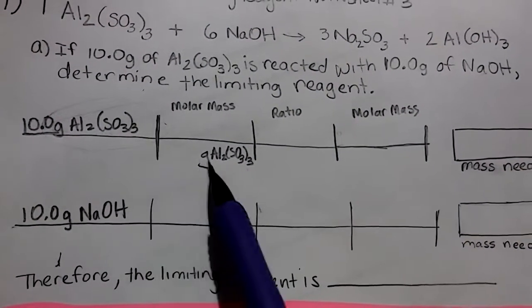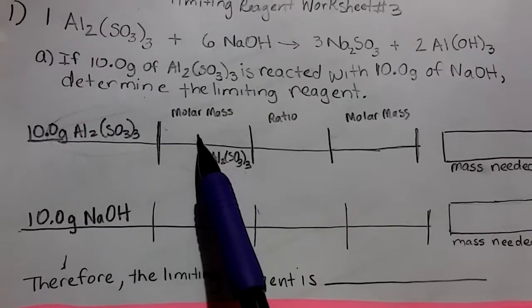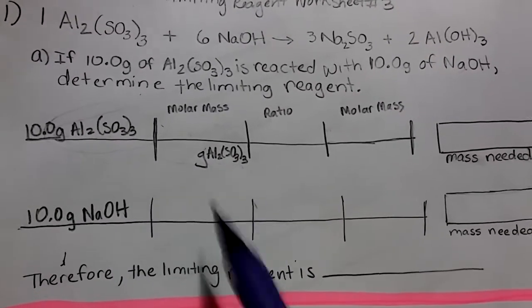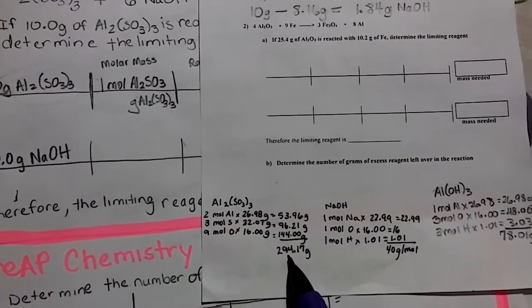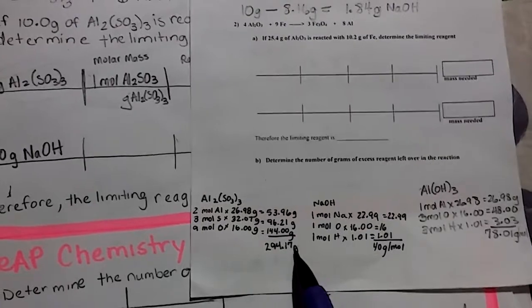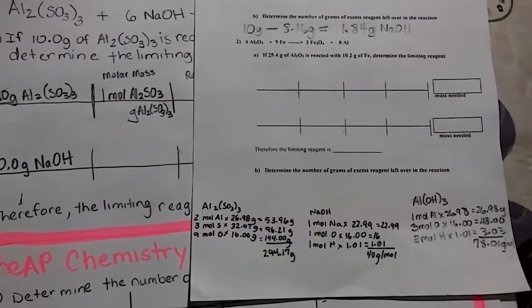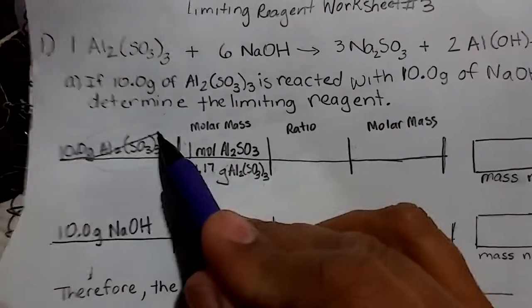Because this is grams, this is going to be the molar mass of Al2SO3, and every time you have a molar mass step, you're going to have 1 mole of the same substance, Al2SO3. The molar mass has already been calculated. It's 294.17 grams, and that figure is going to go right here. Okay, that allows us to cancel this portion right here.